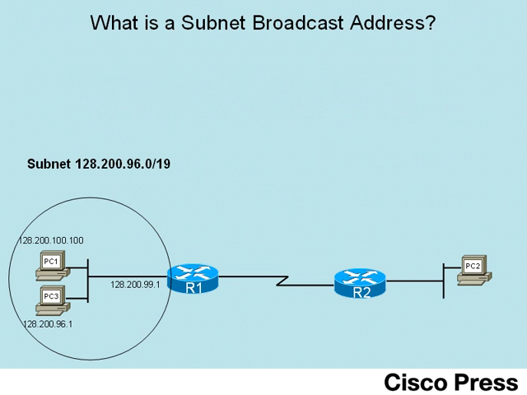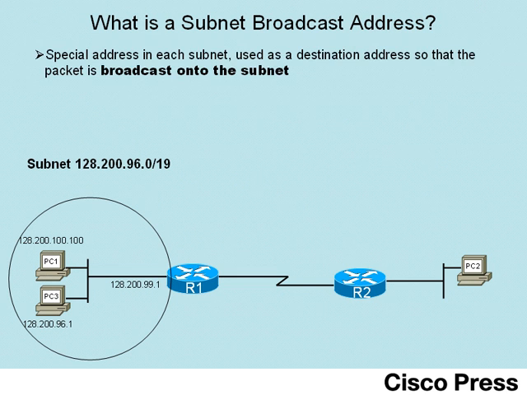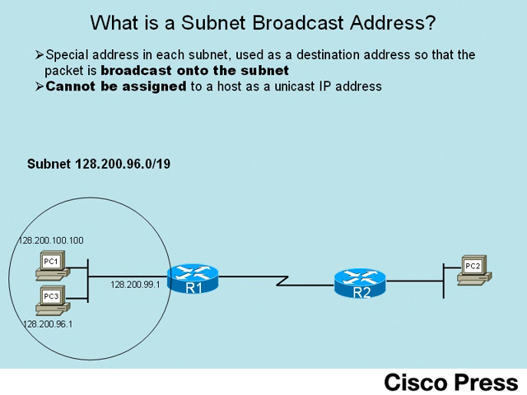Next, before seeing the process, let's take a look at this idea of a subnet broadcast address. A subnet broadcast address is one single address in each subnet. When used as a destination address in a packet, it causes that packet to be broadcast to all hosts in that subnet. Because it's used for broadcasting, it cannot be used or assigned to a host to be used as a unicast IP address. So it helps to see an example.